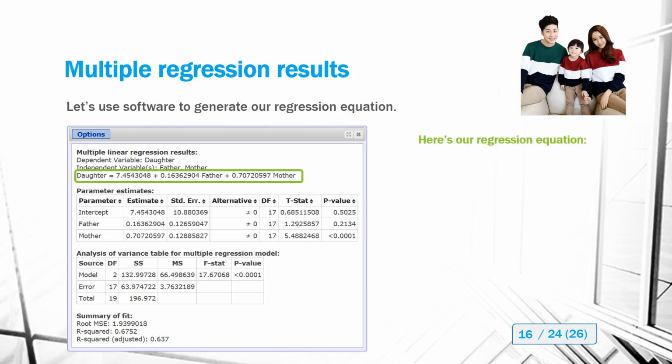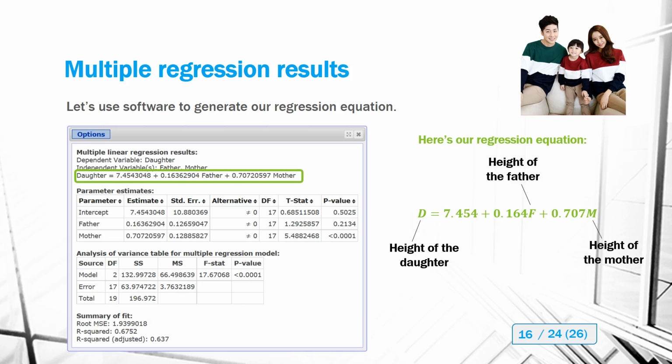Notice that we have here at the top our regression equation. It's listed out to so many different variables. So let's just say we're going to take 3 decimal points for our coefficients. That gives us a regression equation: D equals 7.454 plus 0.164F plus 0.707M. Here, the D in the equation is the height of the daughter. The F is the height of the father, and the M is the height of the mother.